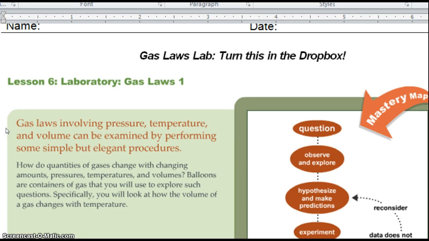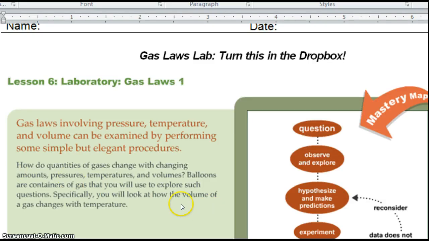Gas laws involving pressure, temperature, and volume can be examined by performing some simple but elegant procedures. How do quantities of gases change with changing amounts, pressures, temperatures, and volumes? Balloons are containers of gas that you will use to explore such questions. Specifically, you will look at how the volume of a gas changes with temperature.